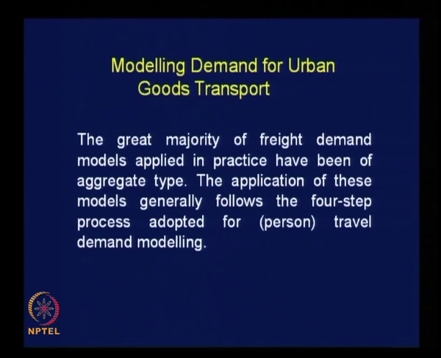To summarize what we discussed, this is the first point to be remembered. The great majority of freight demand models applied in practice have been of aggregate type. Now we know why it is of aggregate type. The application of these models generally follows the 4-step process adopted for travel demand modeling. There is no variation as far as the different steps to be followed are. We are going to do trip generation analysis, mode choice analysis, trip distribution analysis, and route assignment in respect of goods movement.